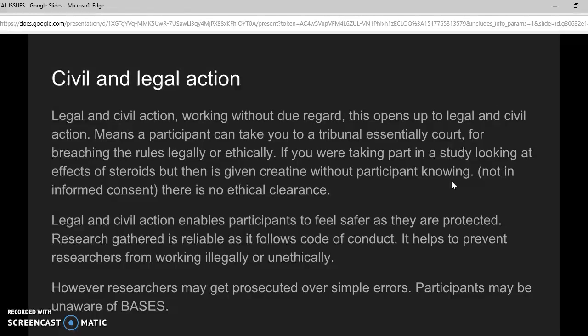Legal and civil action enables participants to feel safer as they are protected. Research gathered is reliable as it follows a code of conduct. It helps to prevent researchers from working illegally or unethically. However, researchers may get prosecuted over simple errors, again on the informed consent forms, or participants may be unaware of BASES.